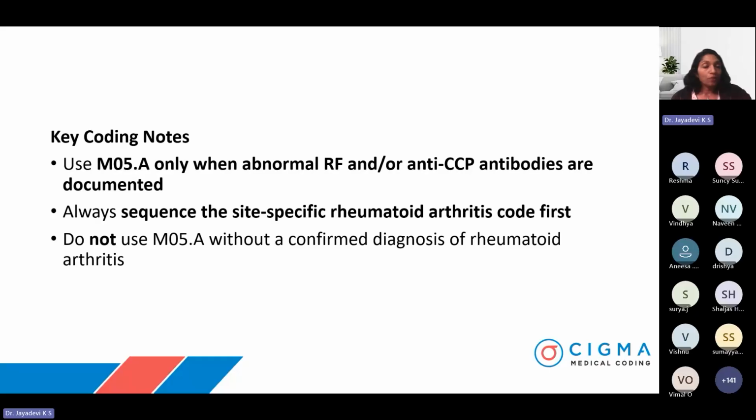No, use M05.A only when abnormal RF or anti-CCP antibodies are documented. Always sequence the site-specific rheumatoid arthritis code first. Remember to use the site-specific code first and then use this M05.A as an additional code. Do not use M05.A without a confirmed diagnosis of rheumatoid arthritis.